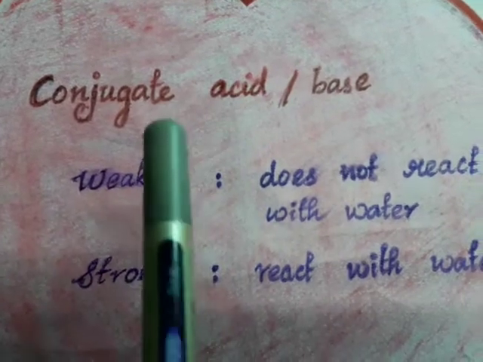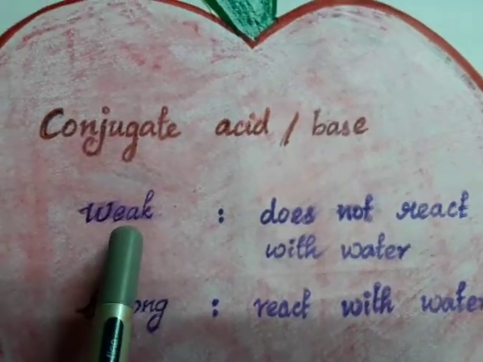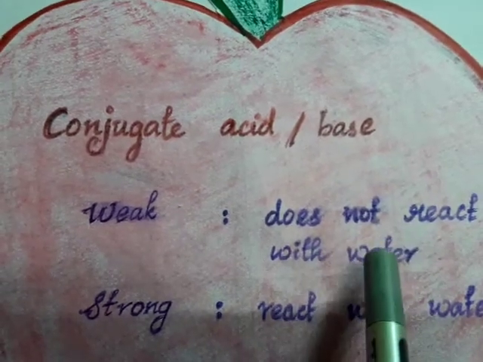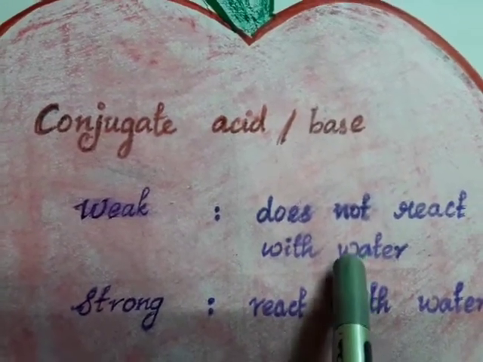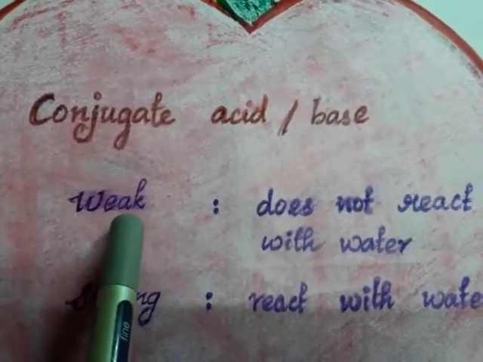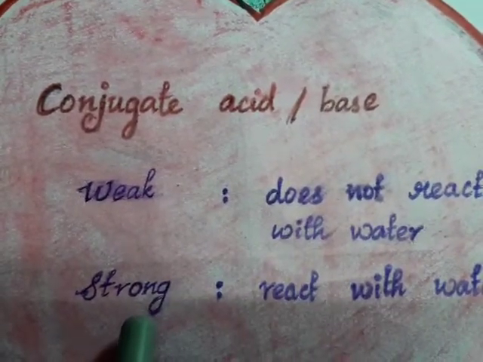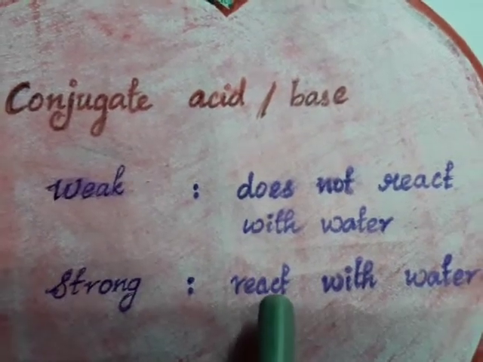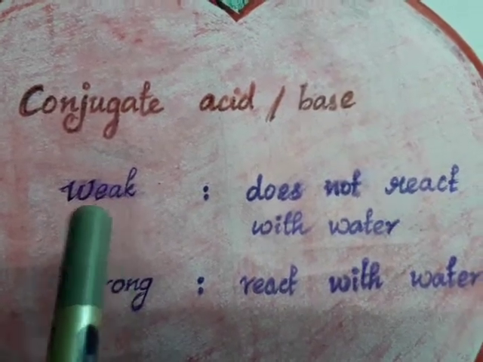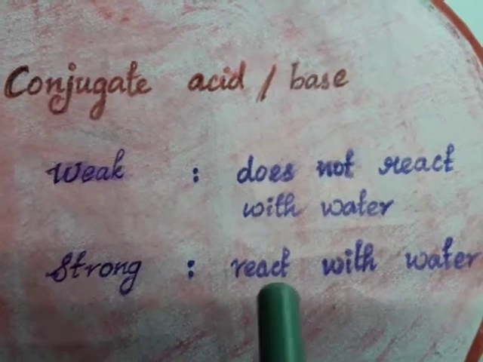And we also have one more concept. If the conjugate acid or base is weak, then it does not react with water. During salt hydrolysis, whatever it is, if the conjugate acid or base is weak, it does not react with water. And if the conjugate acid or base is strong, it reacts with water. Have you understood the concept? If it is weak, it does not react with water. If it is strong, it reacts with water.